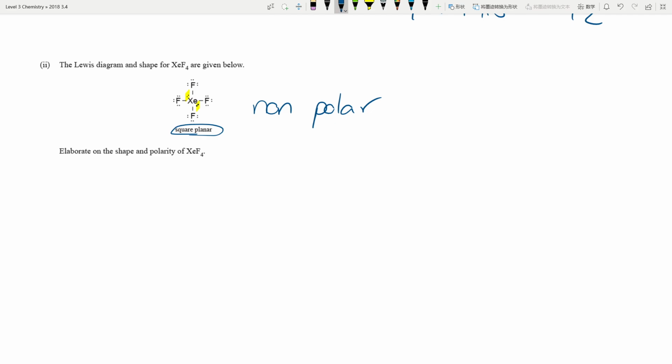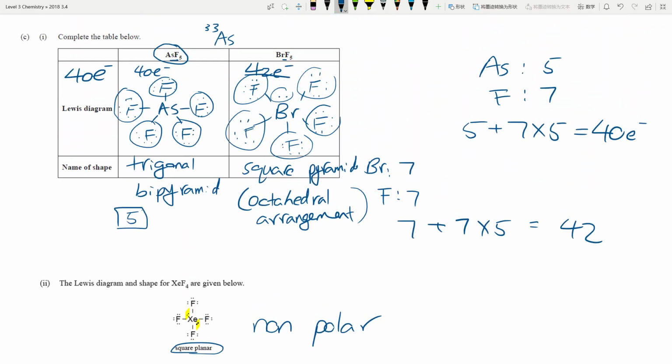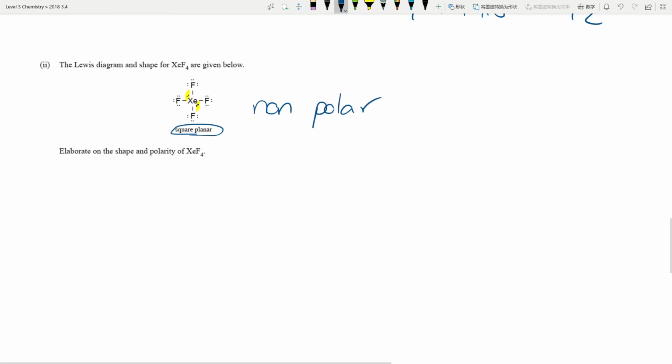Think of bent. Think of this one that we just did. Think of square pyramid. Think of what's the other one? Seesaw, T-shaped. All of those have lone pairs of electrons around the central atom. All of them are polar. It is only square planar that is non-polar. Okay, assuming that you're bonding to the same atoms. But just for a really easy trick for you to remember: if I draw a loose diagram and I see lone pairs of electrons in the middle, okay, if it's not square planar, it's polar.